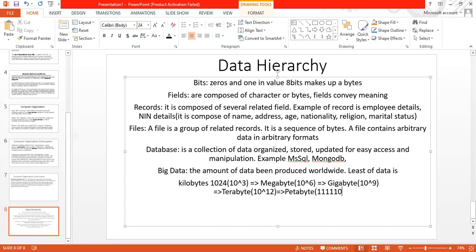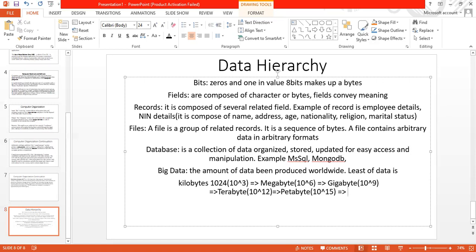Most people might not be so aware of this. That is 10 raised to the power of 15. That's the petabyte. So this is going forward. These are the things we'll be learning.